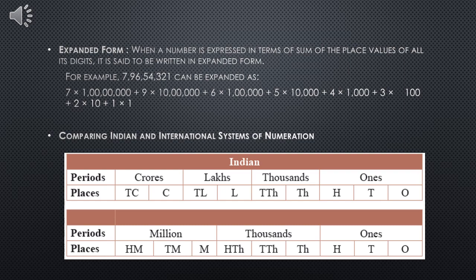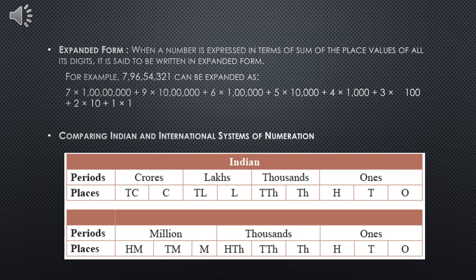Now next place is tens place, and at tens place we have 2 in this number, so we will multiply 2 by 10. Then come to the hundreds place. 3 is here at hundreds place, so we will multiply 3 with 100. Similarly, the digit 4 is at thousands place, so we have to multiply 4 with 1000. Now next digit is 5. 5 is at 10,000 place, so we have to multiply it with 10,000.